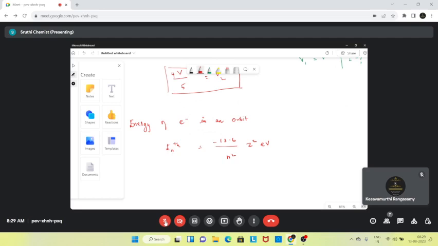Whatever the orbit is given, you can substitute. For E5, E5 is equal to minus 13.6 divided by 5 square, z square EV. So this will be enough. Are there any doubts in this? Easy only, right?